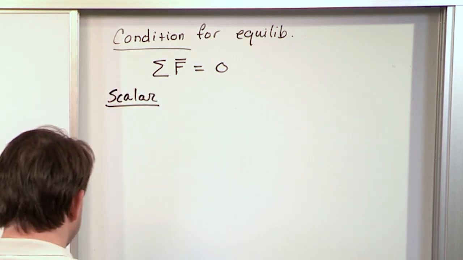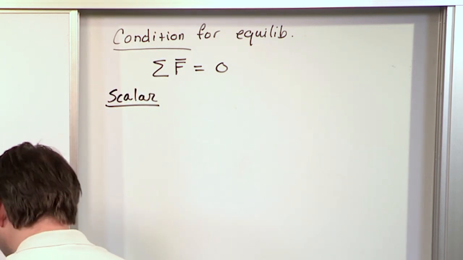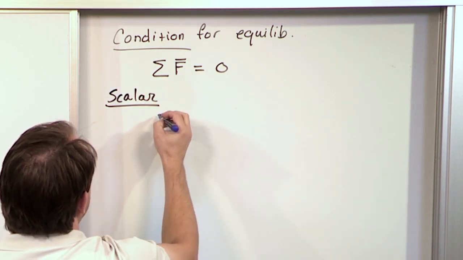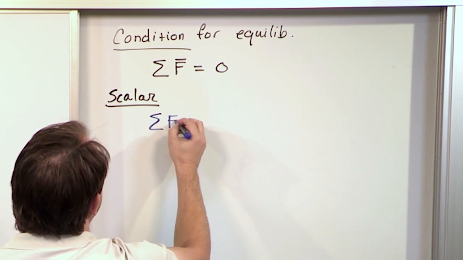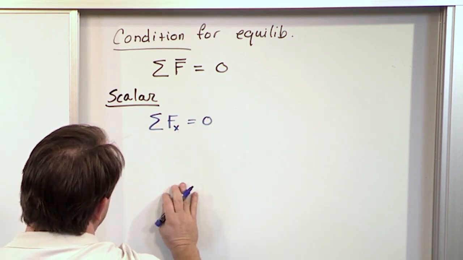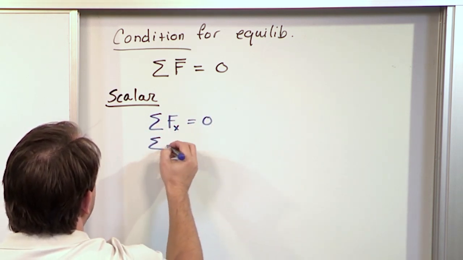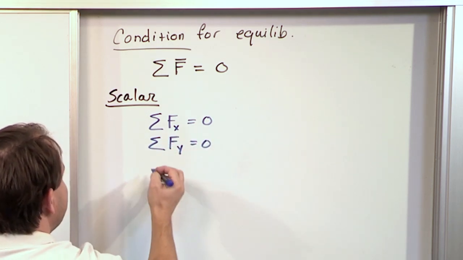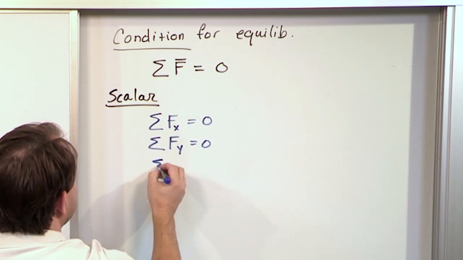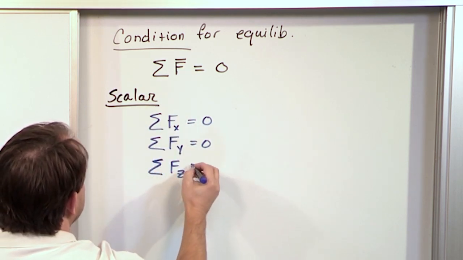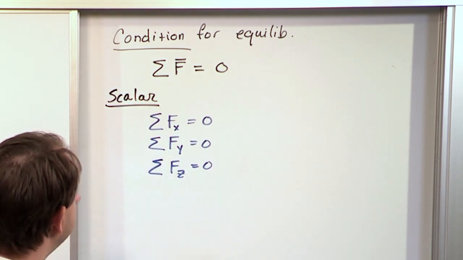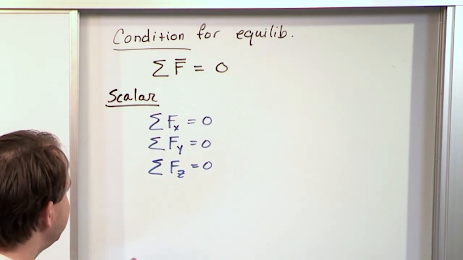And if you remember, the scalar form of this vector equation in 2 dimensions really just boils down to summing the forces in the x direction equal to 0, and summing the forces in the y direction equal to 0. And now that there's a 3rd dimension, you might guess that we're going to sum the forces in the z direction, and they have to also be 0. So the extension from 2 dimensions to 3 dimensions is exactly what you might expect.